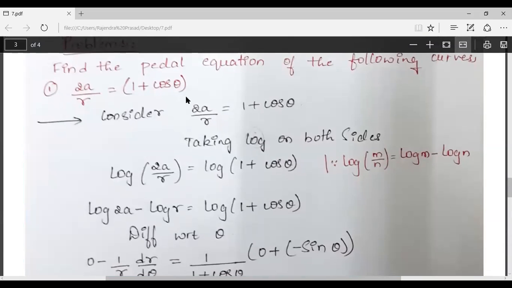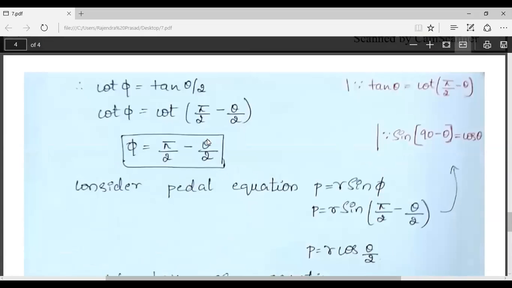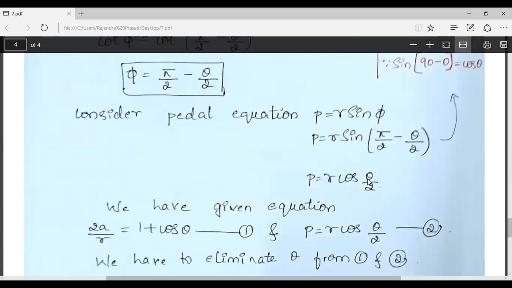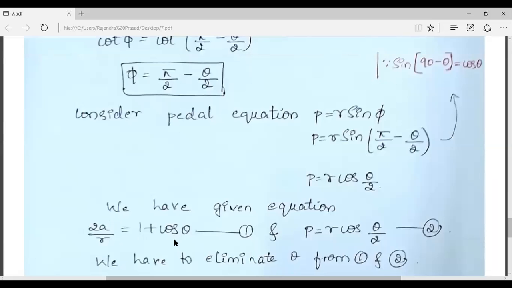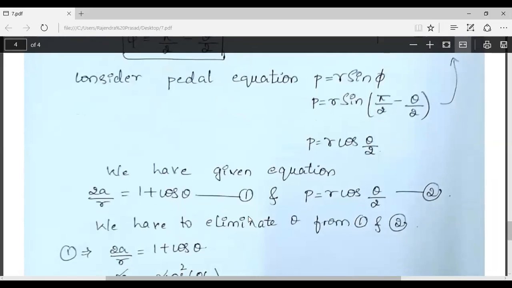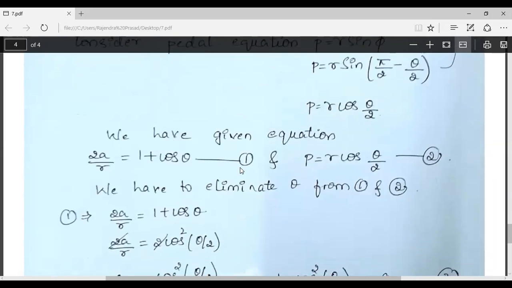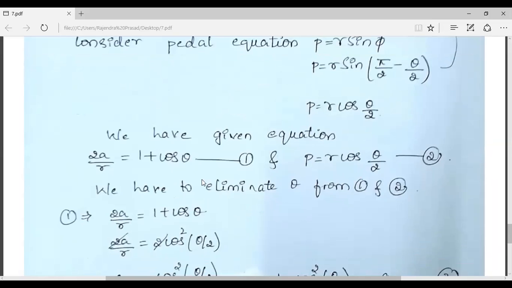Given equation 2a by r is equal to 1 plus cos theta, and the obtained equation p is equal to r cos theta by 2. Consider equation number 1 and equation number 2. From equation number 1 and equation number 2, we have to eliminate theta.